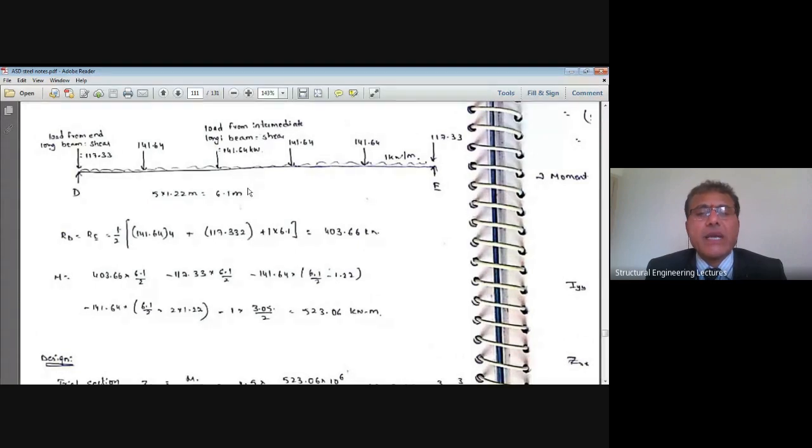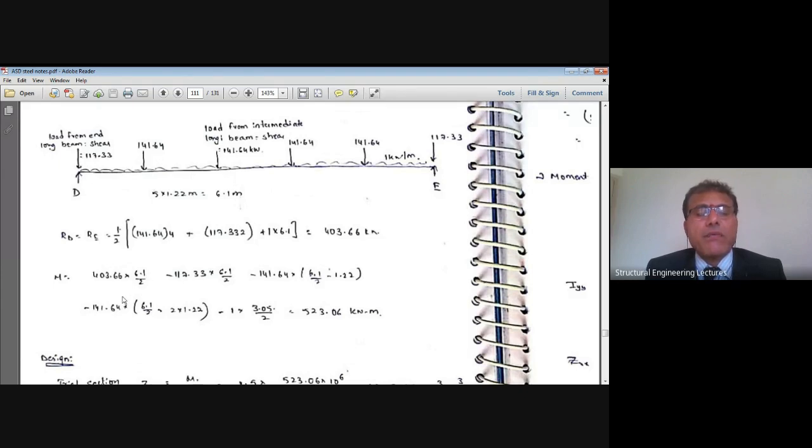what is the centroidal axis? At 6.1 by 2 means 3.05 meter, either from the left hand or from the right hand. I do have the central line of this beam or mid distance of this beam. About that mid distance, because of the symmetry of this loading, I'll say the maximum bending moment will occur at mid span. That is how the maximum bending moment M is nothing but this reaction RD multiplied by this distance 3.05.